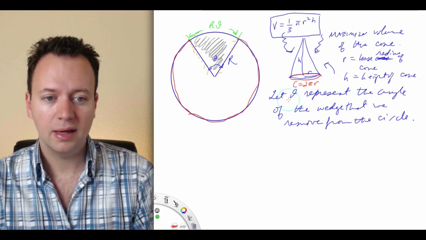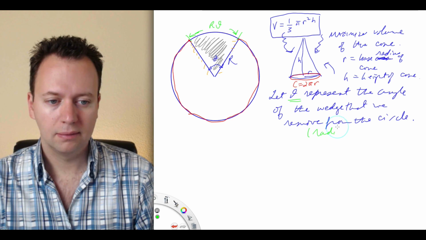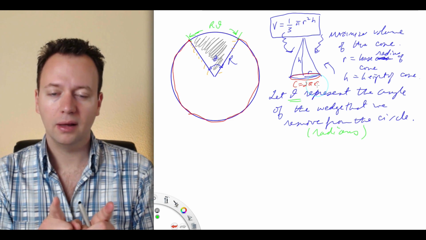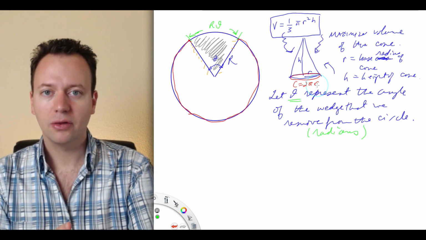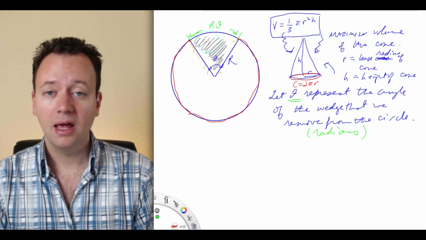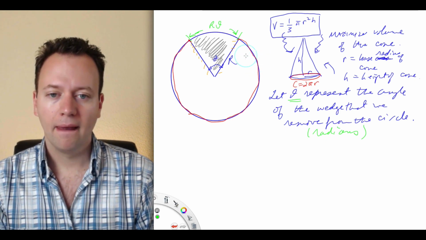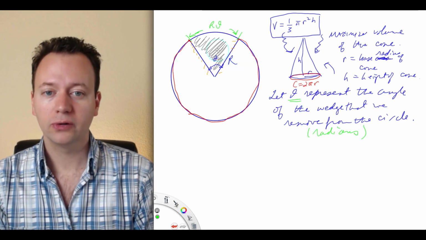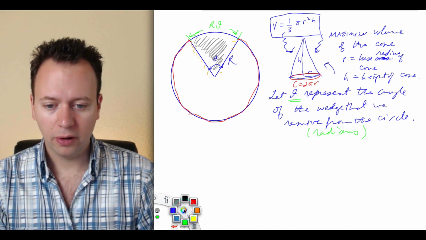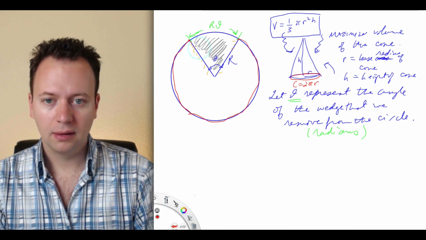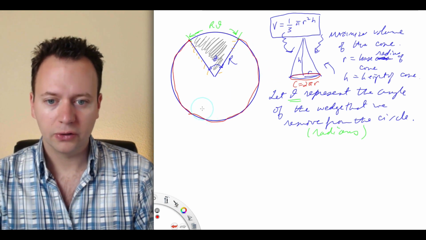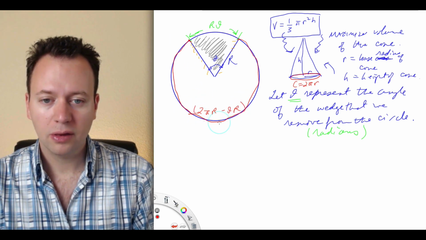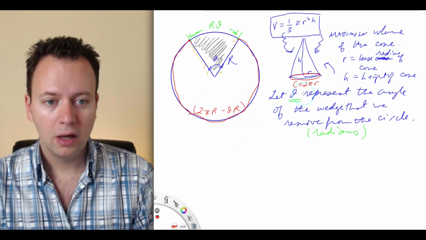So theta is in radians. We want to use radians. And recall that the arc length of a circle, when an angle is measured in radians, the corresponding arc length is just equal to r times theta. In fact, that's the definition of radians, if you will. Because for a full circle, theta is going to have a value of 2 pi, so the full circumference is 2 pi r. Therefore, the remaining arc length is going to be 2 pi r minus theta r.